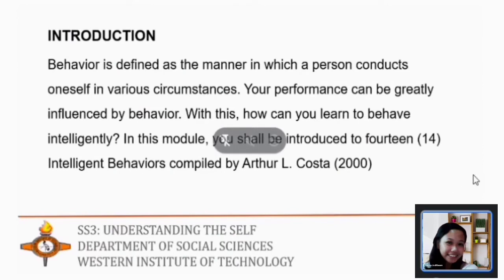Introduction. Behavior. Behavior is defined as the manner in which a person conducts oneself in various circumstances. Your performance can be greatly influenced by behavior. With this, how can you learn to behave intelligently? In this module, you shall be introduced to 14 intelligent behaviors compiled by Arthur L. Costa in the year 2000.